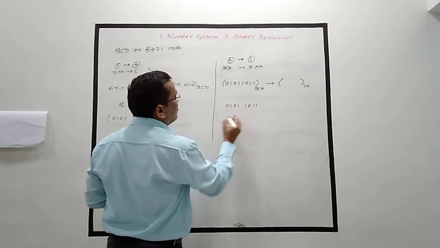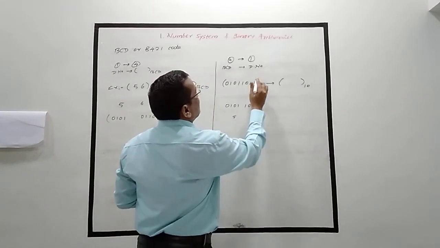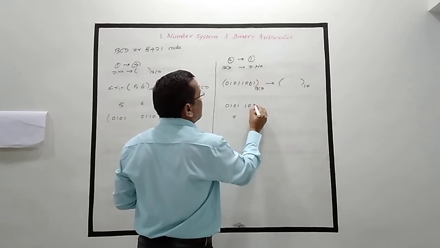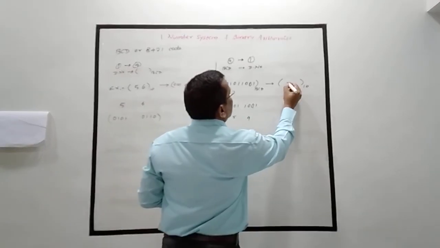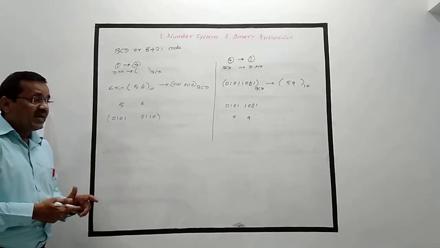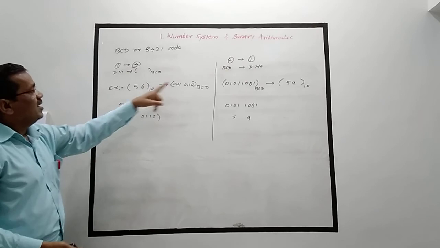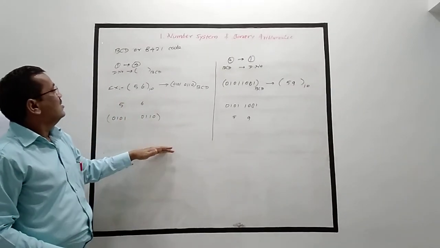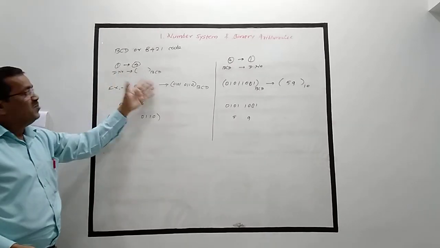So 4 plus 1 is 5. And 8 plus 1 is 9, so it is 59. In this way we can convert a BCD number into its decimal equivalent, or a decimal number into its BCD equivalent.